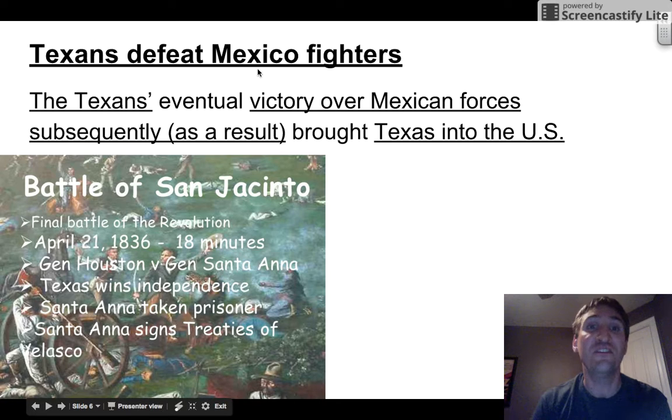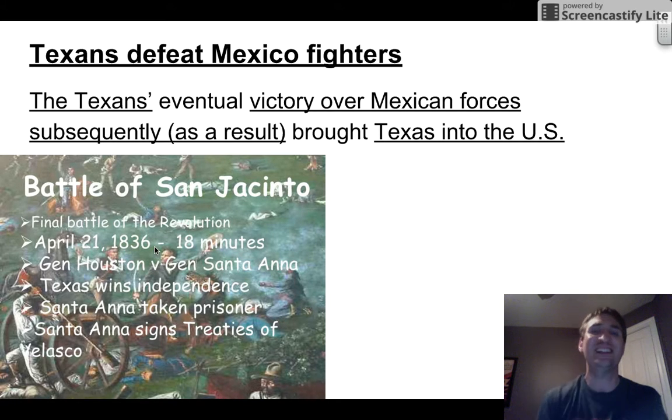And the Texans defeat Mexico's fighters overall. The Texans' eventual victory over Mexican forces subsequently, meaning as a result, brought Texas into the U.S. And it all ended at the Battle of San Jacinto. It was the final battle of this Mexican Revolution, and it happened on April 21st, 1836.